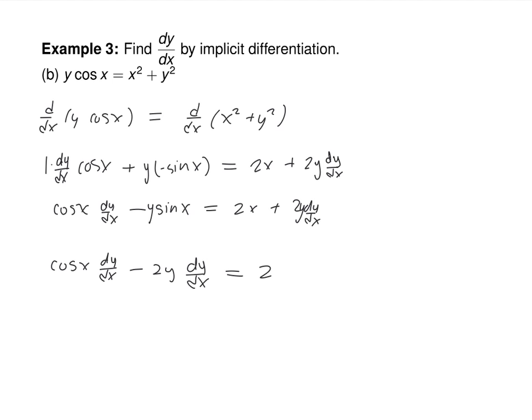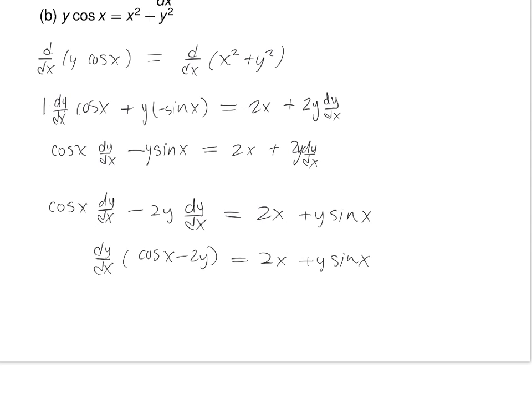And it will equal 2x, and who else has to go with the 2x? It'll be positive now, right? And then same step, take out the dy dx and divide, right? Exact same steps. Dy dx times (cosine x minus 2y) equals 2x plus y sine x, or dy dx is (2x plus y sine x) over (cosine x minus 2y).